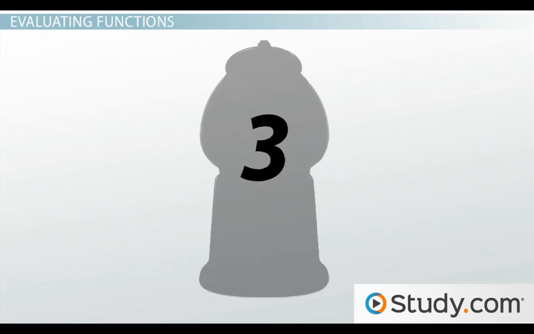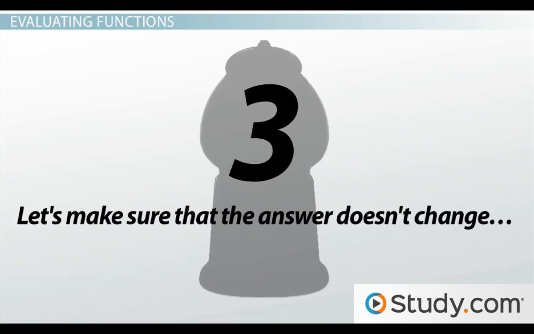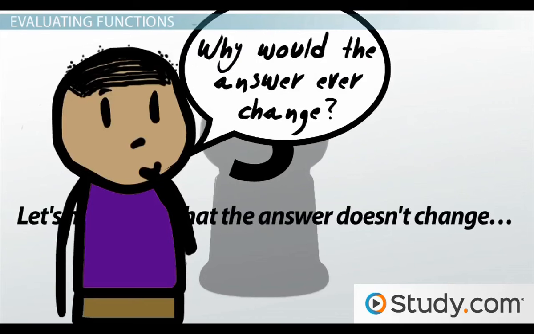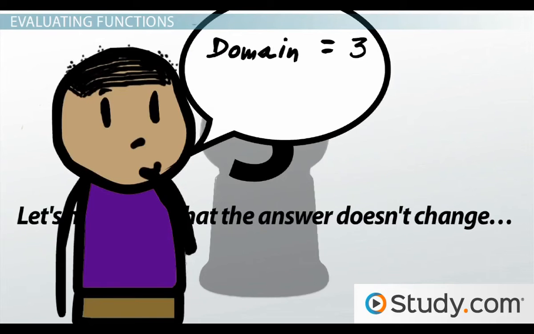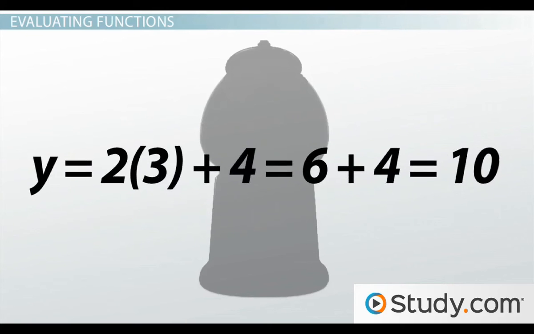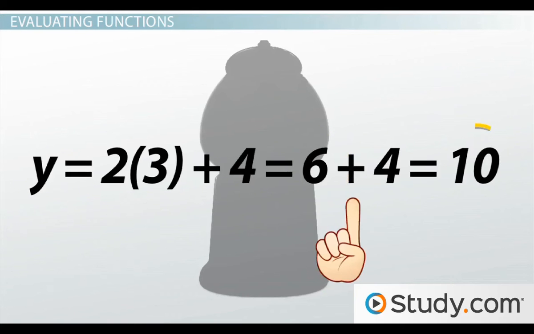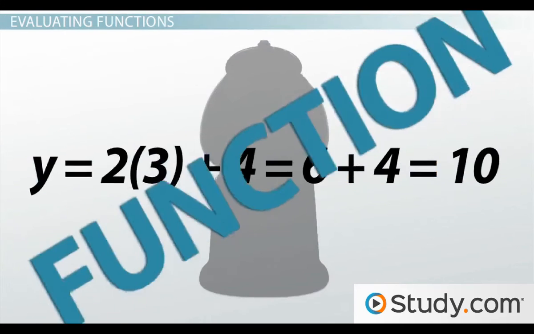Let's try evaluating for 3 again. Let's make sure that the answer doesn't change. Wait a minute. Why would the answer ever change? Isn't an input domain equals 3 always going to produce an output of range equals 10? Y equals 2 times 3 plus 4, which is equal to 6 plus 4, which equals 10. 2 times 3 is always going to be 6, and 6 plus 4 can never be anything but 10. For this reason, this algebraic expression is a function.